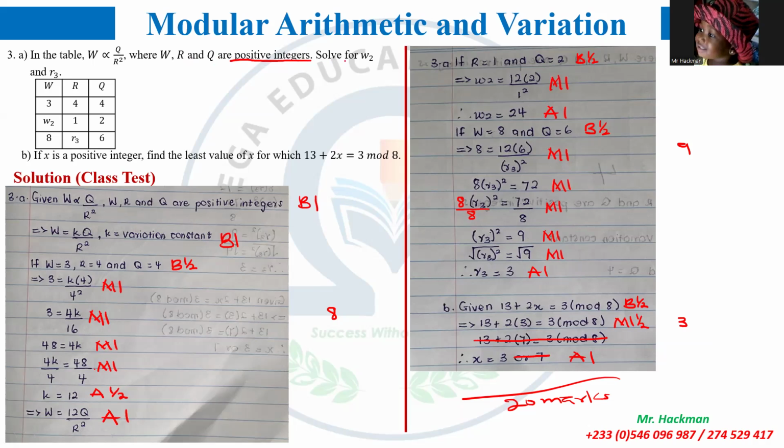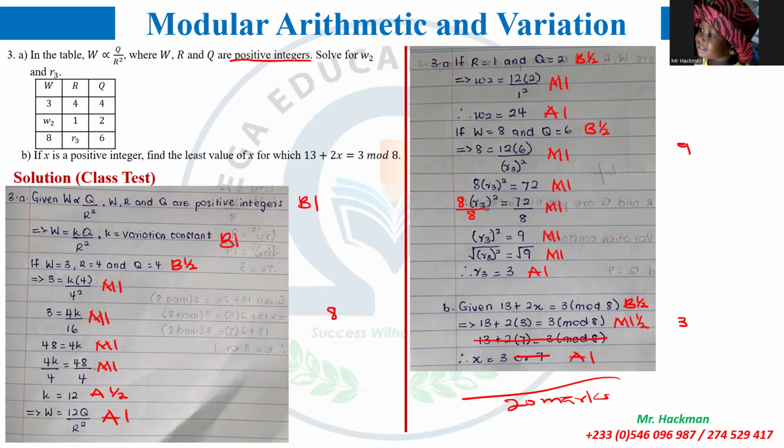So here you are asked to solve for W sub 2 and R sub 3, which is this value and that value. Okay, so in this case, before you can solve, you have to move from the variation statement to the relation statement. Immediately you move, your K must be introduced and you define your K. Again, without the definition of K, you lose the entire B mark.